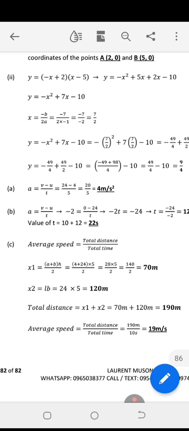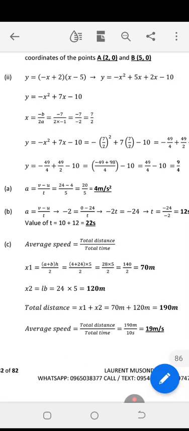You multiply that, it gives us 40. And then for the rectangle, it is 24 times 5, 120. You add these two, then divide by the time, which is 10. That should give us 19.